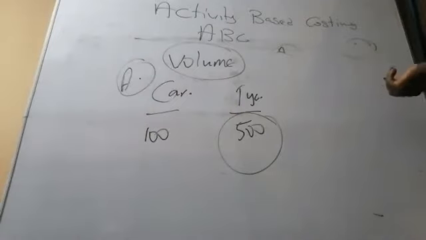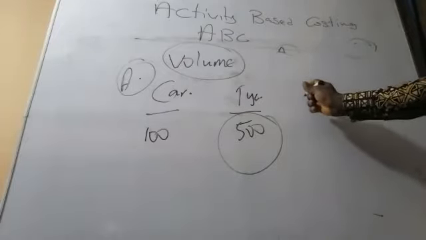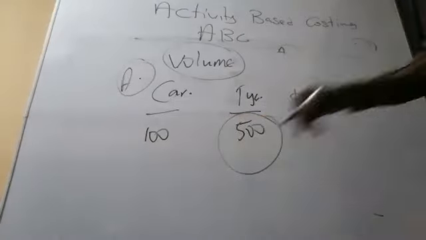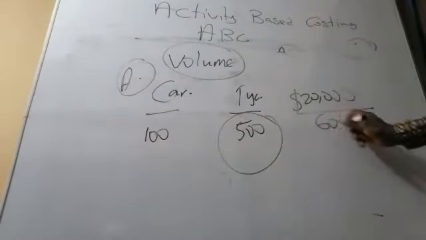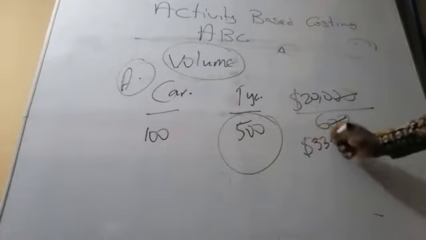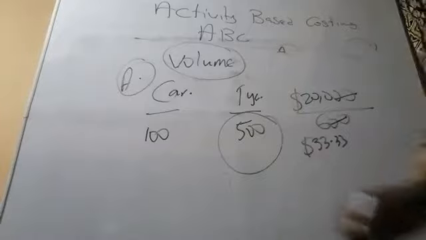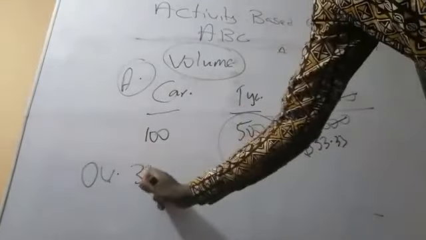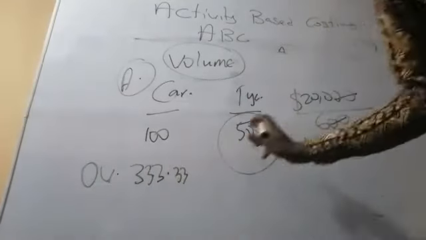Let's just assume that the total overhead cost that you've incurred is $20,000. Now, if we absorb this overhead based on the units produced, this one is making 600 units, so I'll divide this by 600 units. What do I get? It will be $33.33 per unit, right? So now let's absorb. The overhead cost will be 100 by 33.33, then 500 by this, and that'll be very huge.